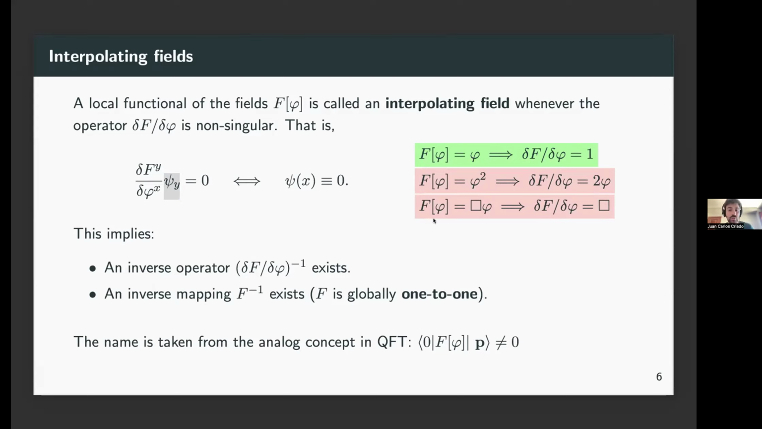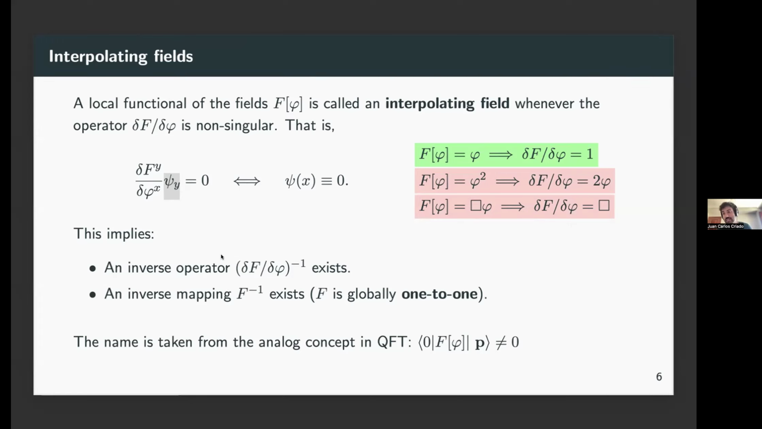And a final example, you can also have an F that depends on derivatives of phi. It doesn't need to depend on just the value of phi. So I have box phi here, and then the functional derivative is the box operator. And that itself is also singular, basically because you can have functions that are non-zero such that their second derivative is 0, right? This is the Klein-Gordon equation for a massless field. And there are non-trivial solutions to that. So that's not an interpolating field.